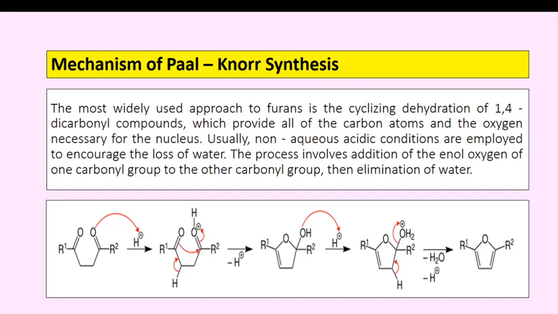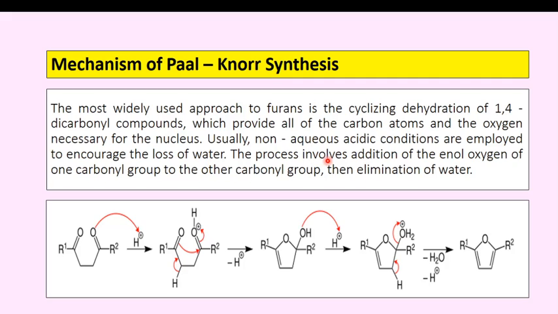And now the mechanism of Paal-Knorr synthesis. The most widely used method is cyclizing dehydration of a 1,4-dicarbonyl compound. All of the carbon atoms and the oxygen necessary for the nucleus are present. Usually non-aqueous acidic conditions are employed to encourage the loss of water. So acidic condition is very important to encourage the loss of water. Whenever there is a loss of water, it gives the furan molecule from the 1,4-dicarbonyl compound.